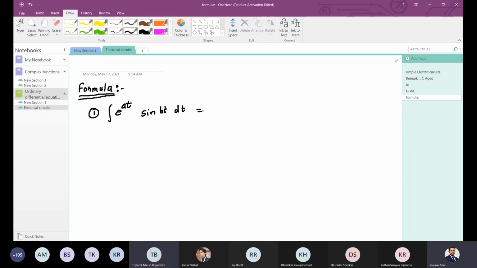Sir, e to the power at into sine at plus b. No, you're not right, actually. But what is b then? The formula is, I'll write it down anyways. No issues. E to the power at upon a square plus b square, in bracket, a sine bt minus b cos bt.